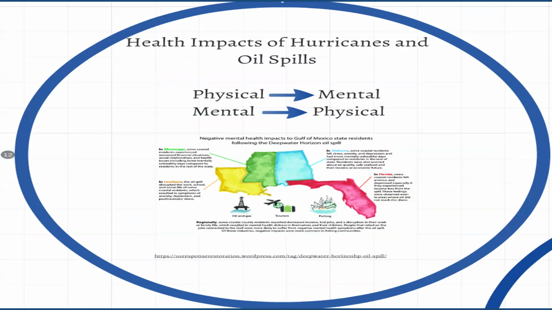There is a great need to understand the complexity of health impacts caused by hurricanes and oil spills for humans, and even the differences between the two. When both are happening at the same time, the complexity increases. The physical and mental impacts of both hurricanes and oil spills are challenging to decipher.